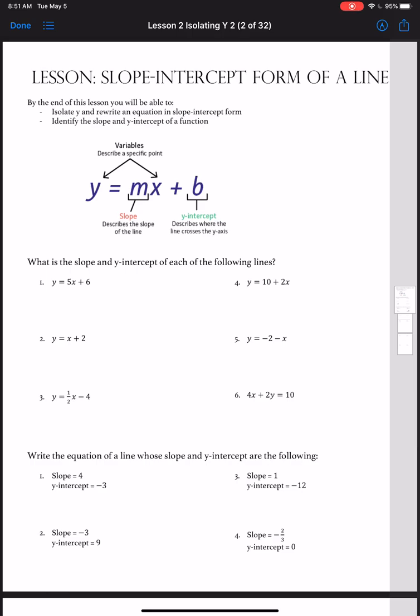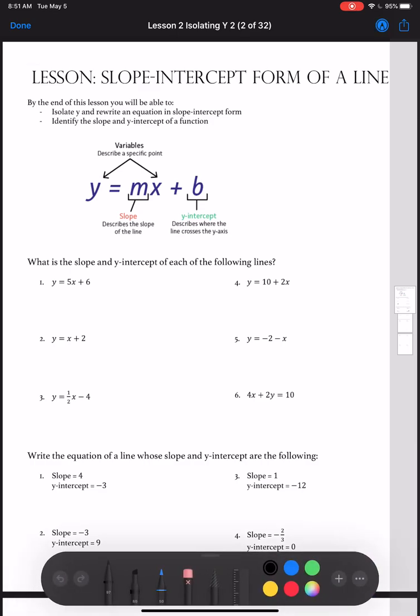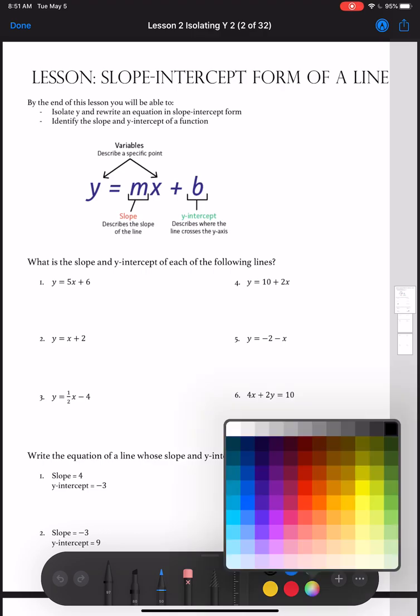And then you have your y-intercept, and it describes where the line crosses the y-axis. And then you have your variables y and x, and that could be any point that's on the line, so anything that'll make the equation true. I would like to start just by going through how to identify slope and intercept of a line from the equation.